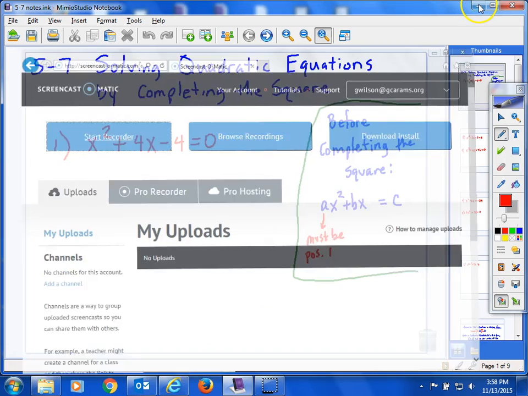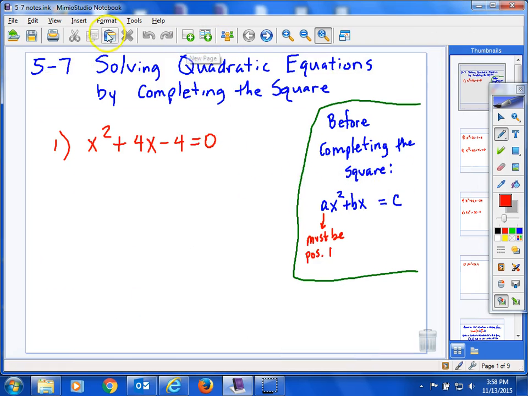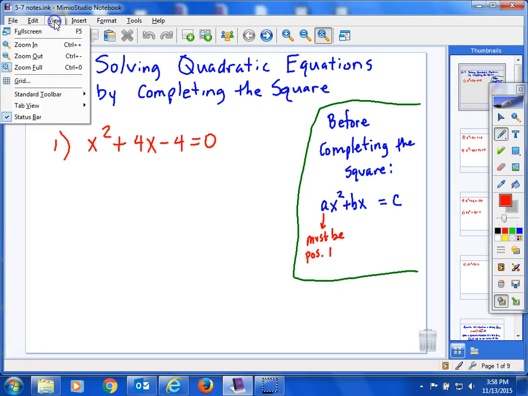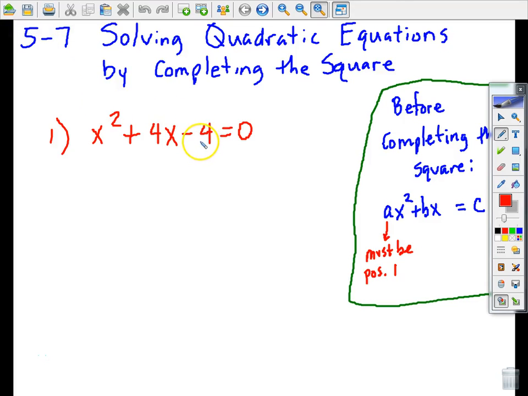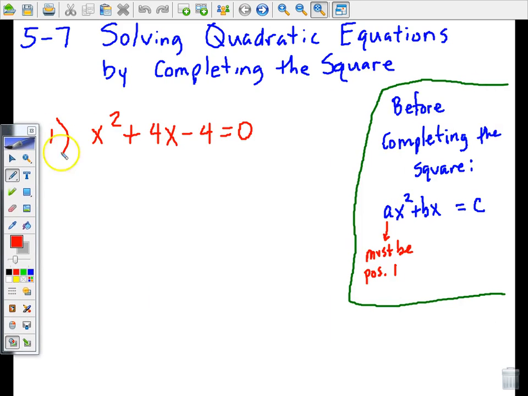In this lesson, I want to show you the completing the square method for solving quadratic equations. And not only are we going to use this method to solve quadratic equations, but we're also going to use this at the end of this lesson to help us to change standard form quadratic equations into vertex form. So let me just get started here with how do we use the completing the square technique.